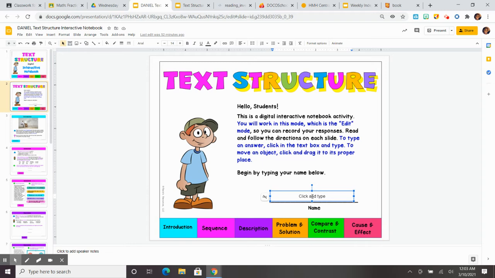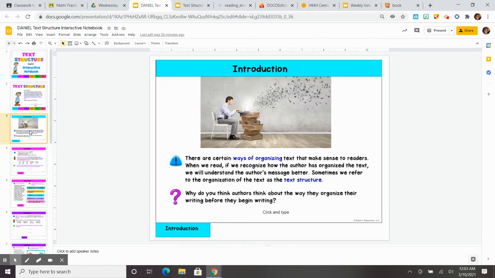To move an object, click and drag it to its proper place. Begin by placing your name below. So here it says click and type, and this is name. Obviously you will type in your name right here. Okay. I'm going to go to slide 3.